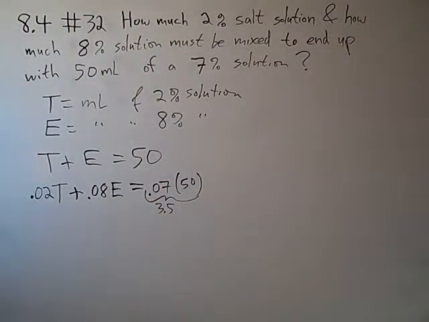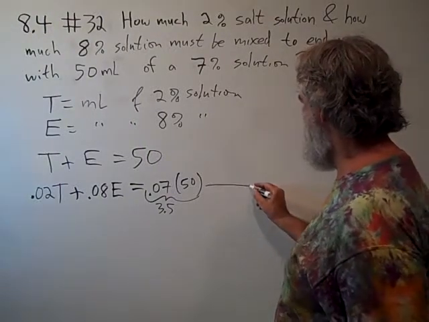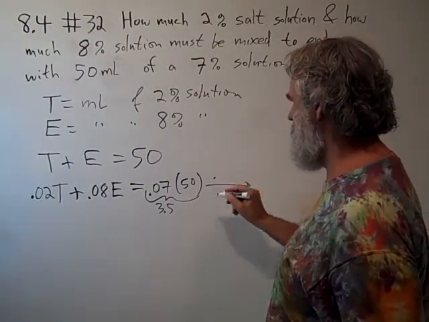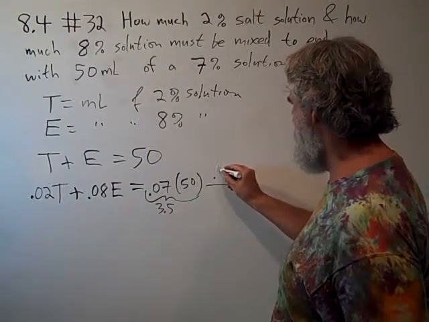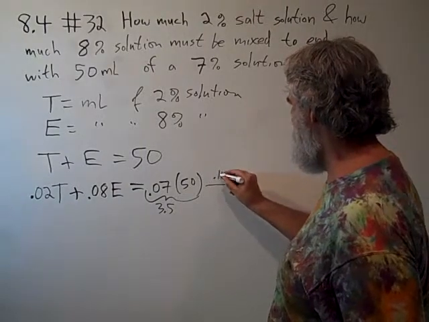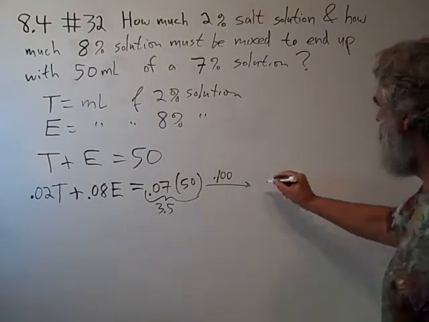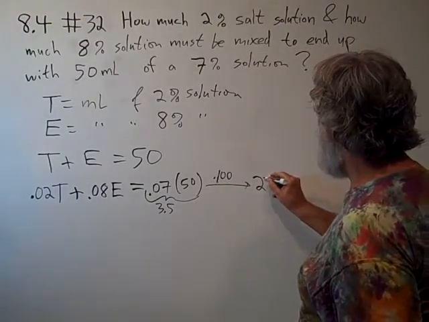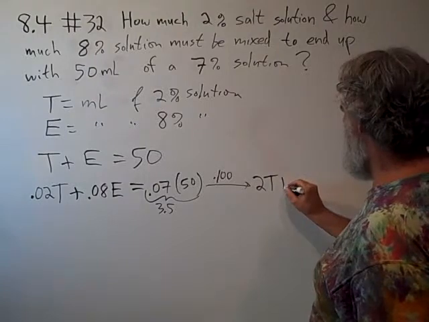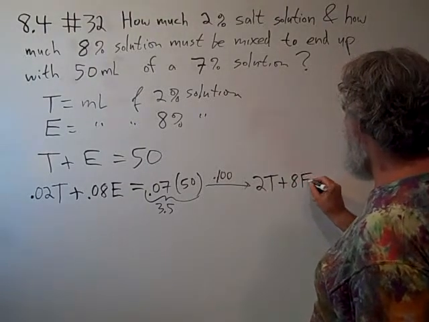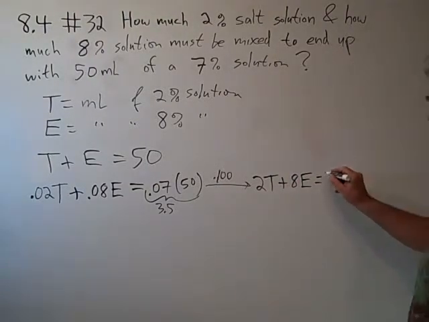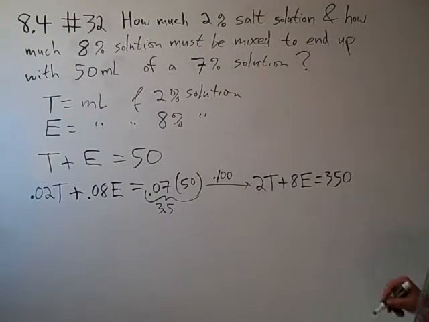Now, to get rid of the decimals, I'm going to multiply the second equation times 100. Multiplying times 100, we get 2T plus 8E is equal to 350.